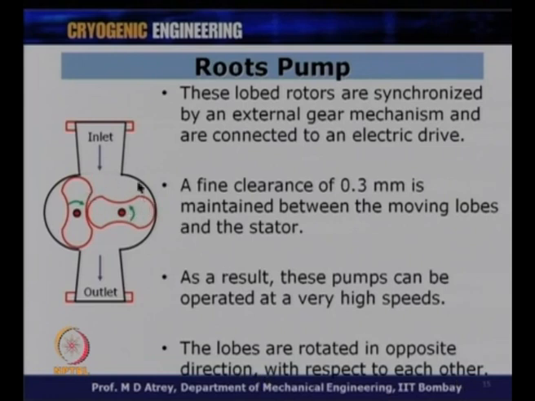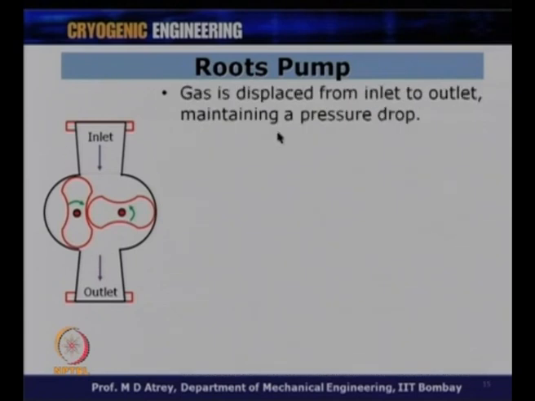This is what you can see. Basically, it will take this gas from the inlet and deliver it through this to the outlet, during which it will get compressed. The gas can come through this also, and the gas will be delivered from the inlet to the outlet, from the system under vacuum to the atmosphere. The gas is displaced from inlet to outlet, maintaining a pressure drop.